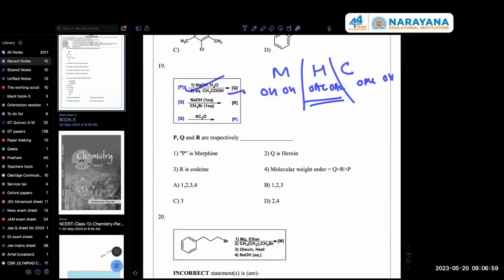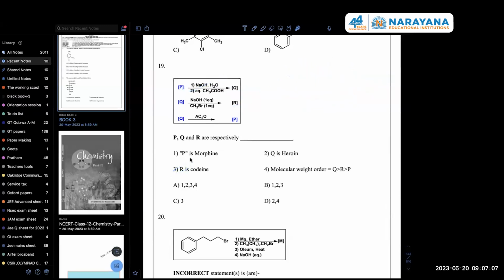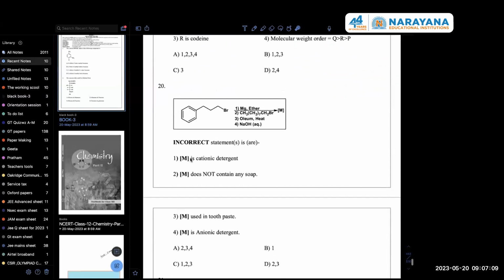So what is Q? Q will be morphine. And R will be codeine. So only R is matching with this. Very good. Okay, we'll come to the next question.